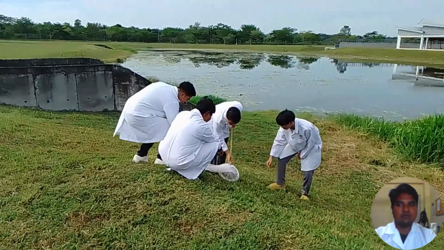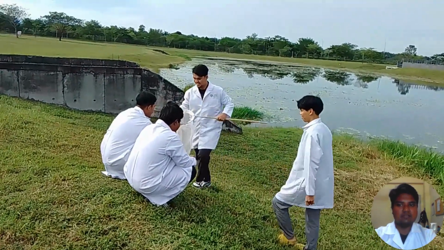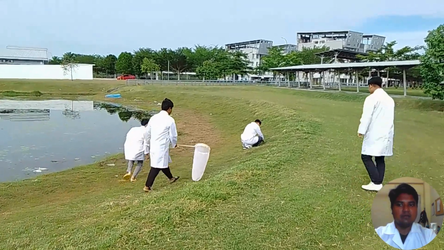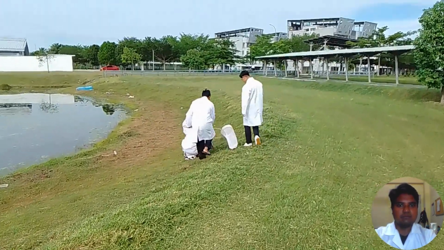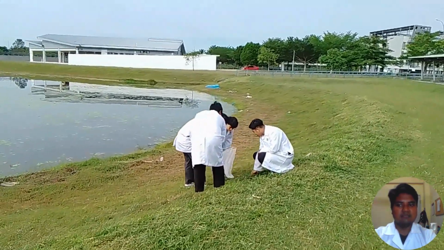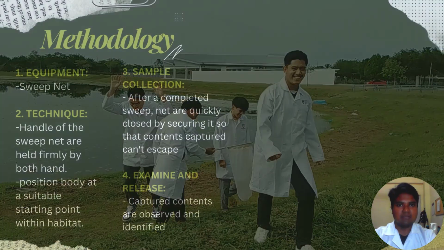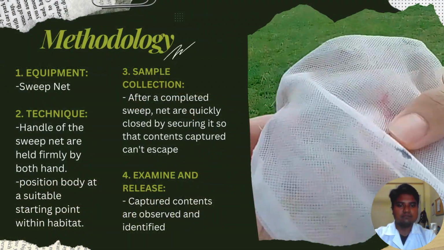We also position our body at a suitable starting point within the habitat region. The third is sample collection. After a completed sweep, nets are quickly closed by securing it in order to prevent insects from escaping. And lastly, examine and release. The insects captured are observed, identified, and released back in the same place where they were caught.